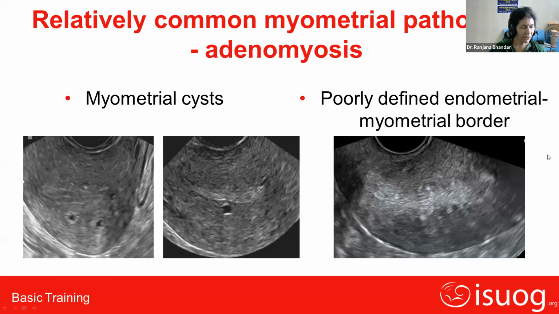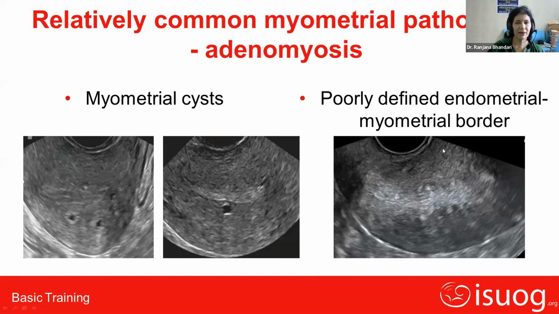See, as I was telling, there is enhancement. This is known as enhancement. So we had seen shadowing, we saw enhancement, and we also saw the attenuation behind the structure. So these are the myometrial cysts. Mostly they occur near the endometrium, but they may be deep also. This is known as superficial adenomyosis. This is a deep adenomyosis.